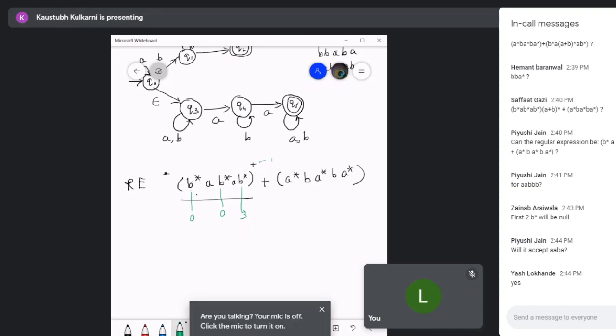Sir, in your regular expression, will it accept AABA? AABA. Yes, sir. At least 2 A's, that condition is satisfied. A B A.